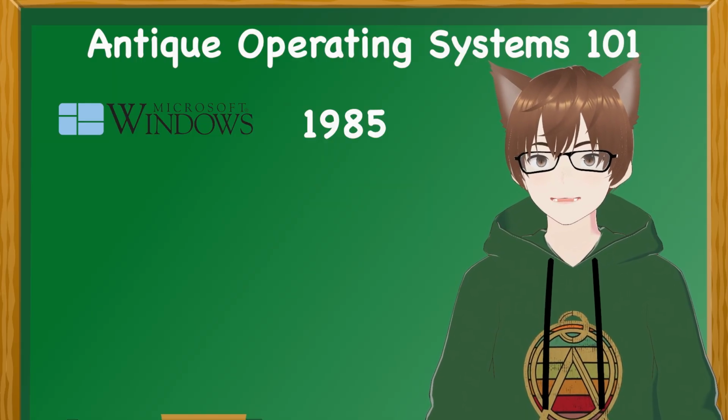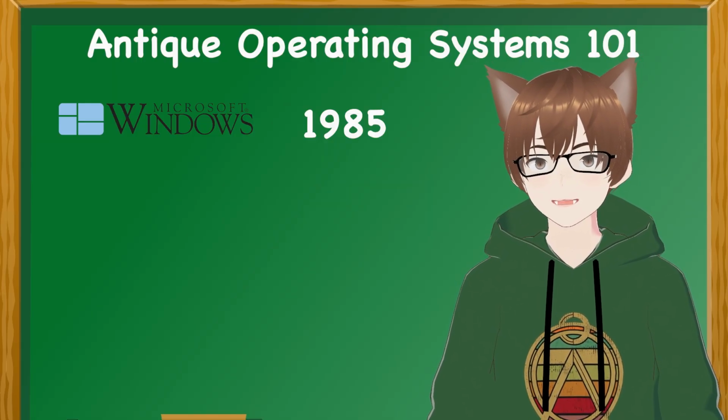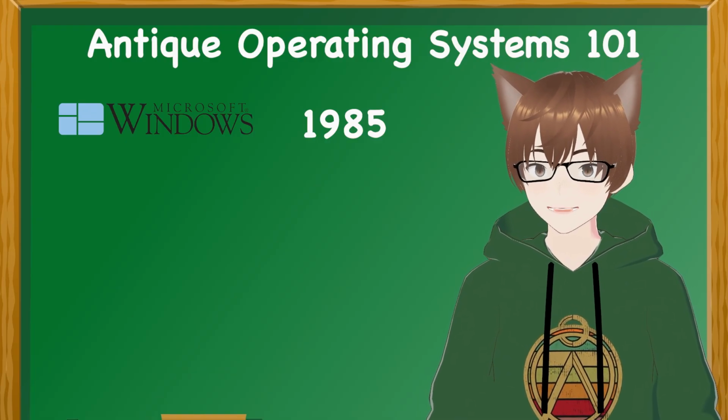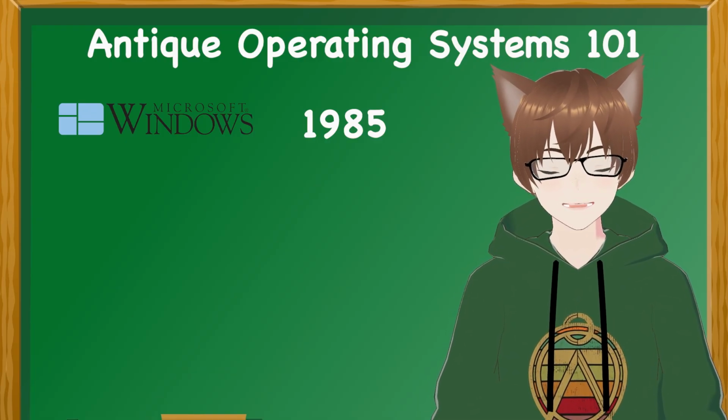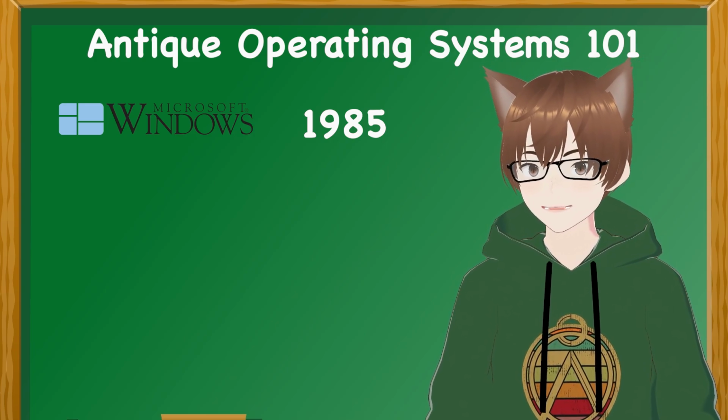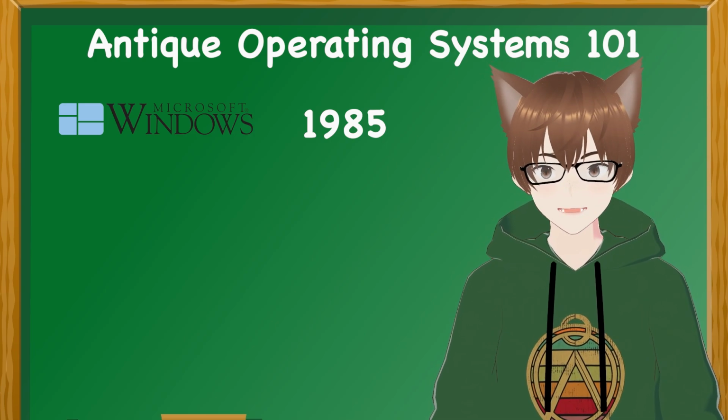While it might seem primitive now, Windows 1.0 was a bold step. It laid the groundwork for all future versions of Windows. It introduced concepts like drop-down menus, scroll bars, and dialog boxes that are now ubiquitous in software design.